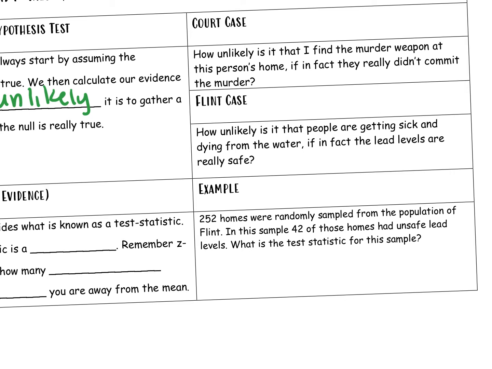For instance, in the Flint court case, how unlikely is it that people are getting sick and dying from the water if in fact the lead levels are really safe? Well, people can die and get sick from the water, but again, if the lead levels are really safe, how likely or unlikely is it that people are going to do this? That's what we're asking now, right?